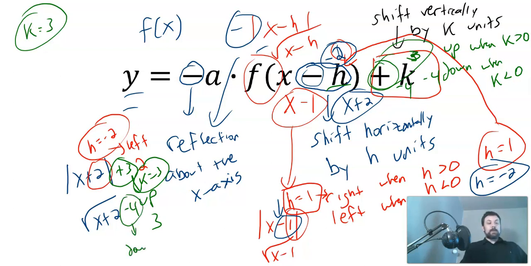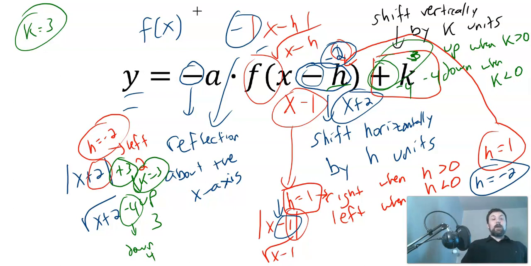And that would actually shift it down 4. Because here is the case where k is negative, negative is going to shift it down. All right, so we've talked about reflection, how to recognize when that's occurring. That's an easy one if there's a negative sign in front of the function. We've talked about horizontal and vertical shifting. Those are a little bit more difficult to decode.